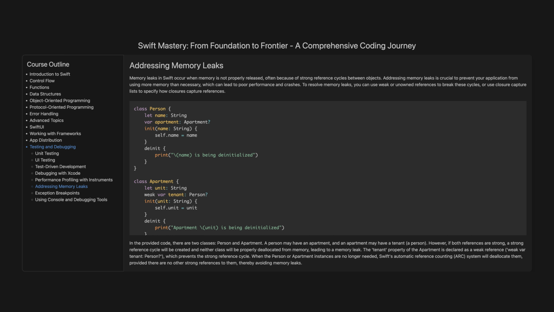The tenant property of the Apartment is declared as a weak reference, weak var tenant: Person, which prevents the strong reference cycle. When the Person or Apartment instances are no longer needed, Swift's Automatic Reference Counting (ARC) system will deallocate them, provided there are no other strong references to them, thereby avoiding memory leaks.